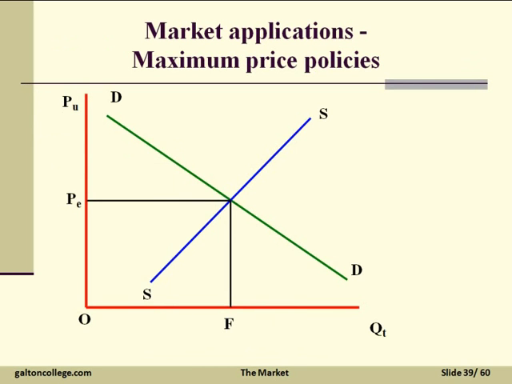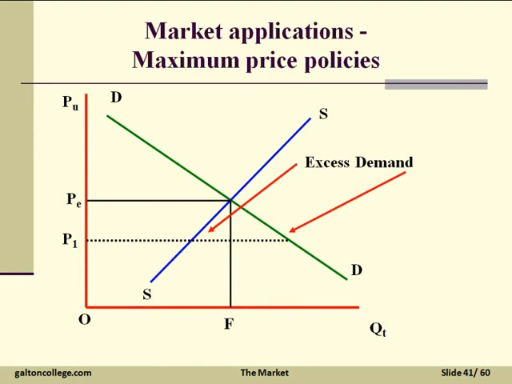You could also have a look at a maximum price policy. Let's say the government said no one's allowed to charge more than P1 for a particular good. Now in this case, the demand is greater than the supply, so there's going to be excess demand equal to the difference between those two points as indicated. So the excess demand is OG minus OE.